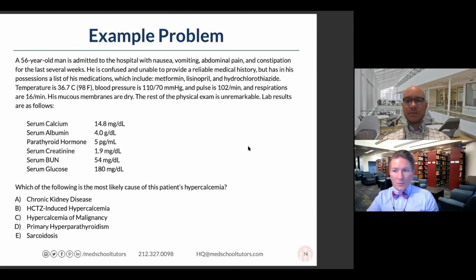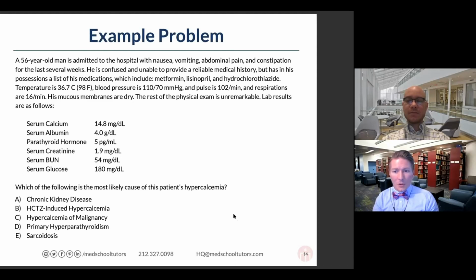His blood pressure is 110/70, which looks a little low, perhaps, especially given the use of his lisinopril. He might have a hypertensive disorder. His pulse is pretty fast at 102, and respirations are benign at 16. Mucous membranes are dry, and the rest of the physical exam is unremarkable.